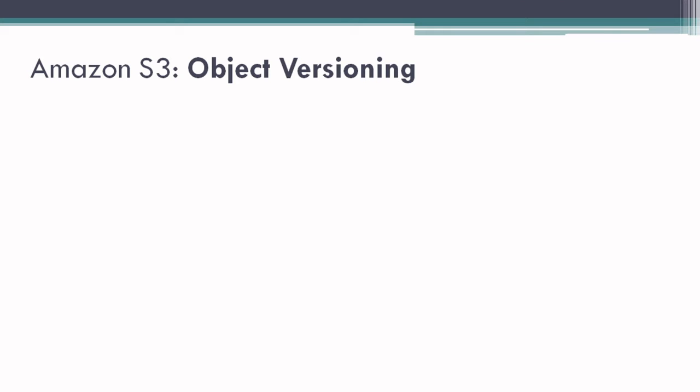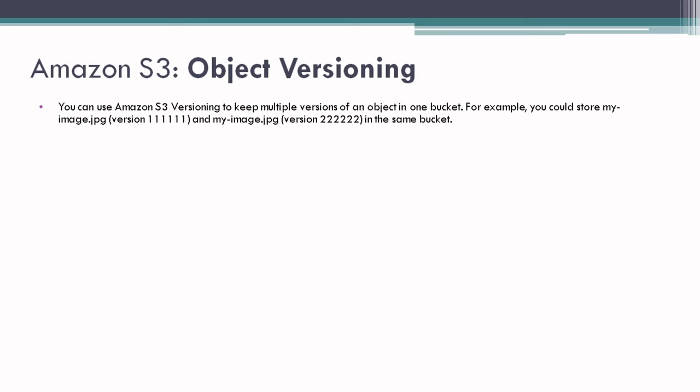So let's start. The first part is object versioning. You can maintain different versions of your object in Amazon S3. You can use Amazon S3 versioning to keep multiple versions of an object in one bucket. For example, you could store my image.jpg as version 111, and my image.jpg as version 222 in the same bucket. It means that you can have more versions for your single document in the same bucket.